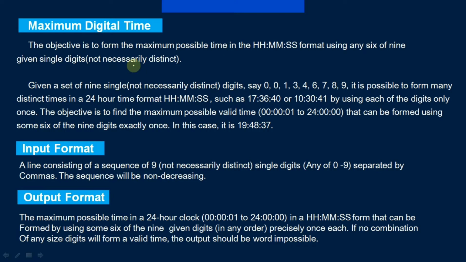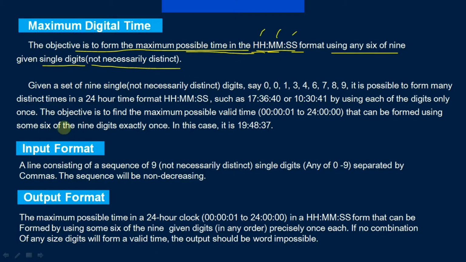So in this video we will see another question of TCS CodeVita. The problem is maximum digital time. Okay, so let's see the problem. The objective is to form the maximum possible time in the given format. The format is hour, minute and second, using any 6 of 9 given single digits. So you will be given 9 single digits, not necessarily distinct. You have to use any 6 digits and form the maximum possible time in the given format.